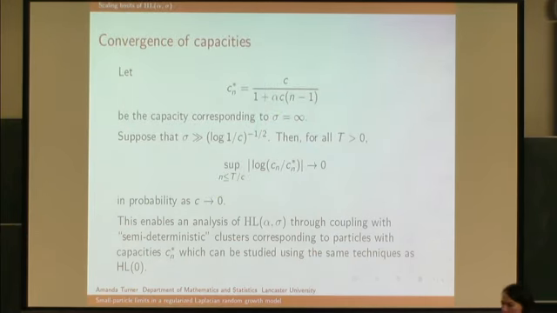Okay, so what are the results we can say for our regularized model? Let Cn star be the capacity corresponding to sigma equals infinity. That's the exact form that we get if we take sigma equals infinity. And what we're able to show is that if we let sigma tend to 0, just not too fast, then the actual capacity converges to the Cn star capacity, this deterministic capacity, in a sort of logarithmic sense as C goes to 0.